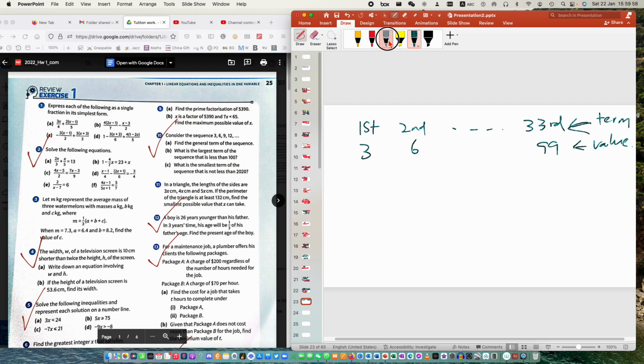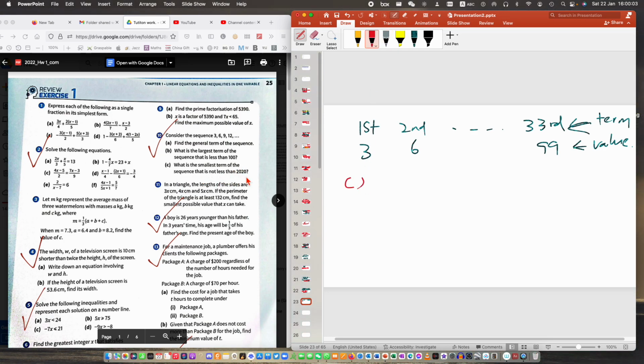Then the last question, C. What is the smallest term of the sequence that is not less than 2020? So we have 3n, not less than. Not less than means it can be equal, right? So it's bigger than or equal to 2020. So how do you do this? Divide by 3. Can you tell me 2020 divided by 3? 673 and 1/3.